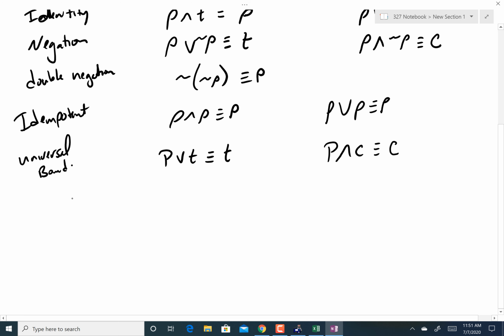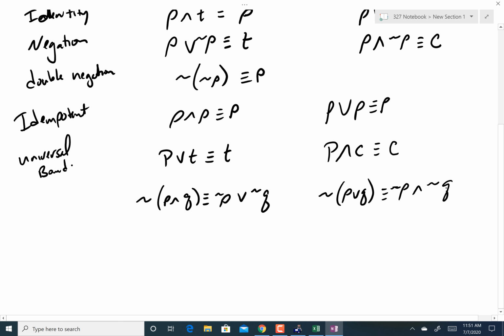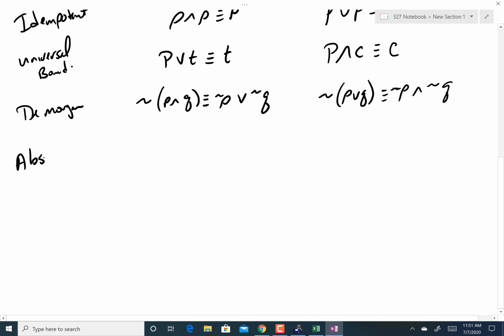I can't think of a good example off the top of my head for that one. But we already did De Morgan. This one, I wrote it out already, but I'll go ahead and write it out. The absorption laws, this is De Morgan.